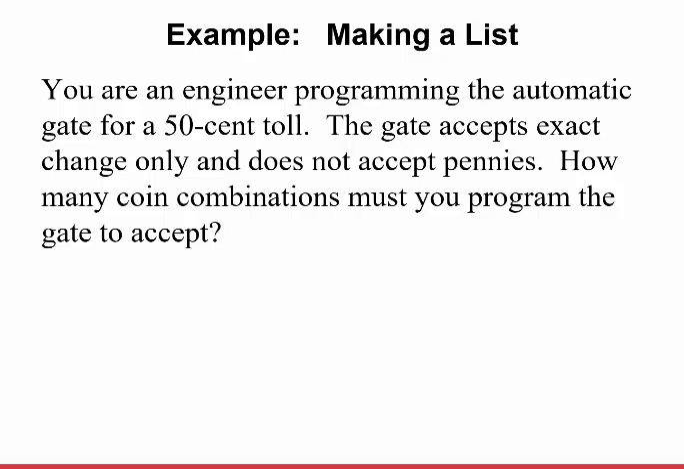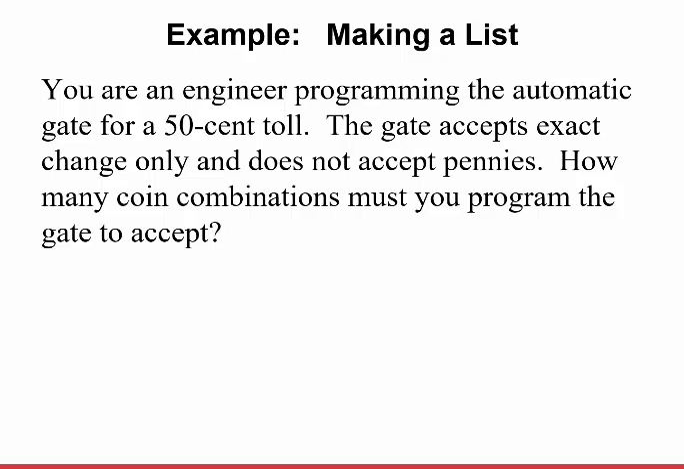All right, let's do an example of making a list. You're an engineer programming the automatic gate for a 50-cent toll. What this is saying is how much money the gate takes. The gate accepts exact change only, and it does not accept pennies. So you have to program what it will accept. How many coin combinations must you program the gate to accept?